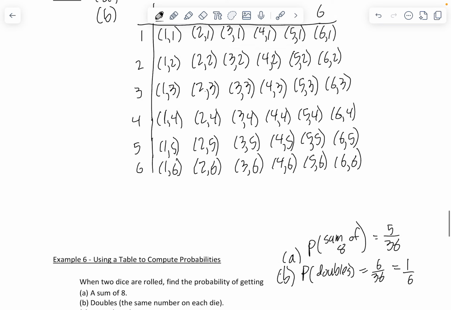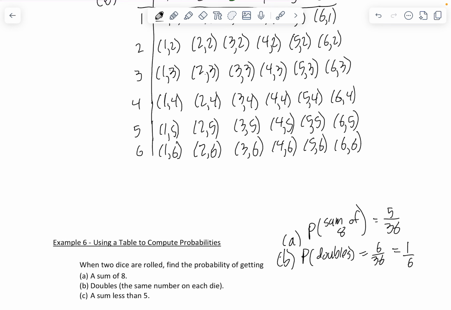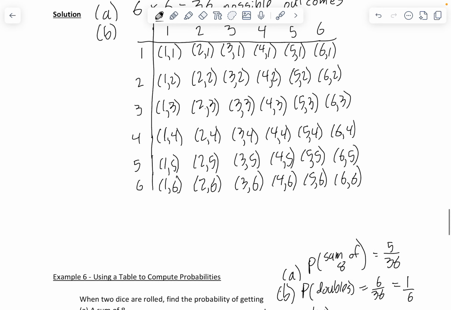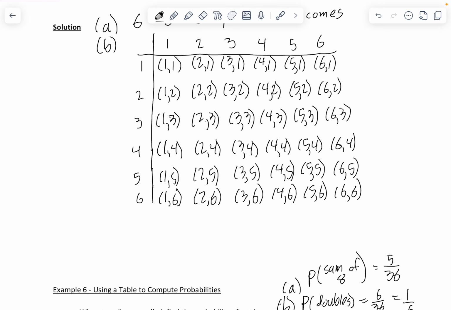Okay. And the last question, what is the probability of getting a sum less than 5? Probability of sum less than 5. Okay. So a sum of less than 5 means either a 4 or a 3 or a 2. So how many ways can this occur, right? Sum less than 5. Maybe for this one, I'll just kind of circle those outcomes, right? So there's one, there's one, there's one.